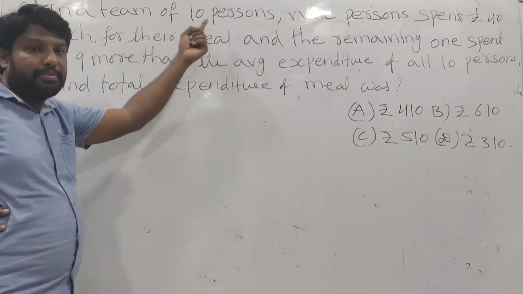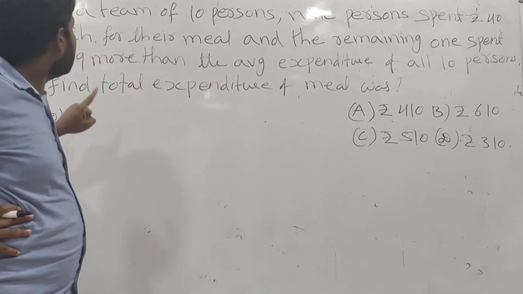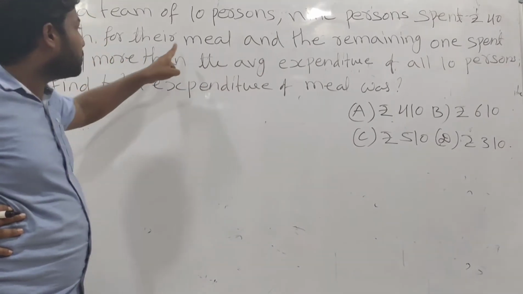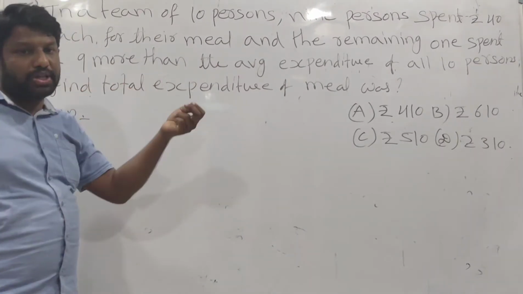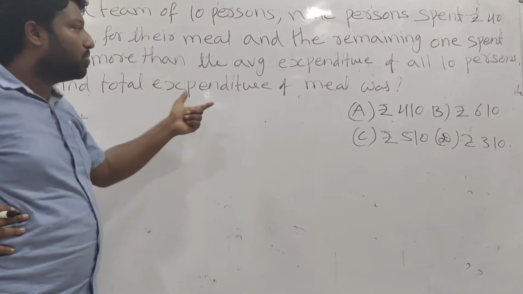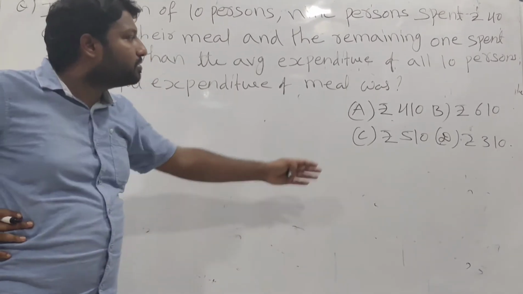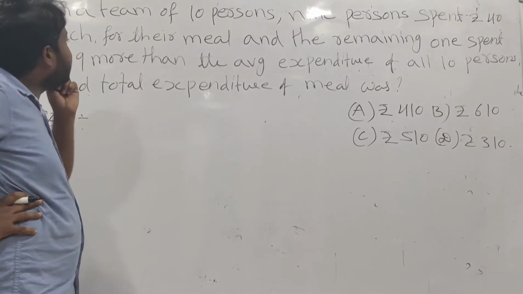The question is, in a team of 10 persons, 9 persons spent rupees 40 each for their meal, and the remaining one spent rupees 9 more than the average expenditure of all 10 persons. Find what the total expenditure of the meal was. So these are the options. This is a question which was asked in SSC CGL mains. Okay. Now see this.